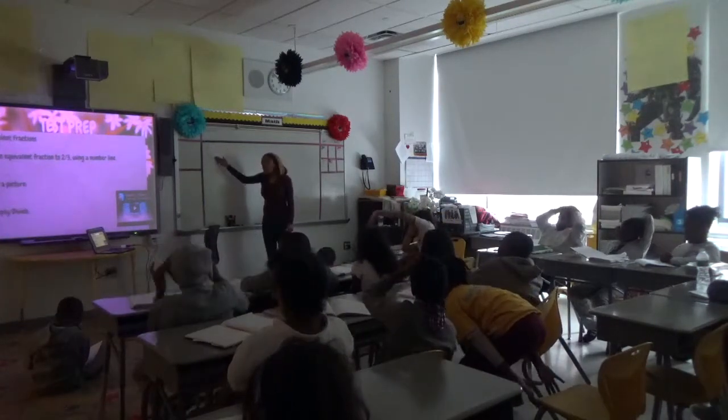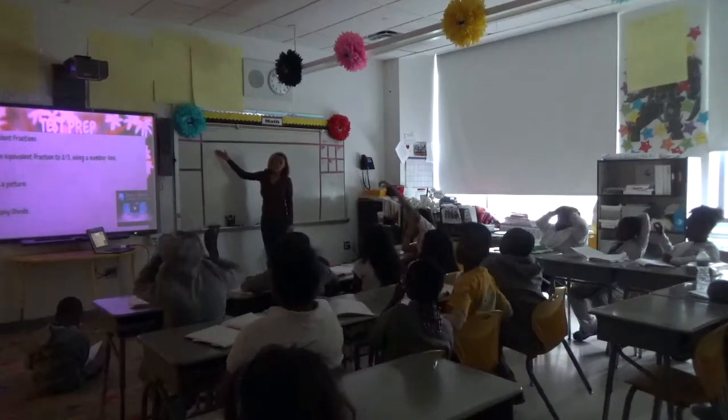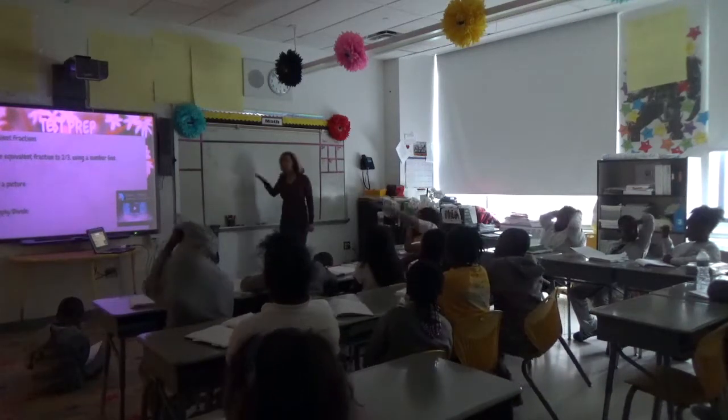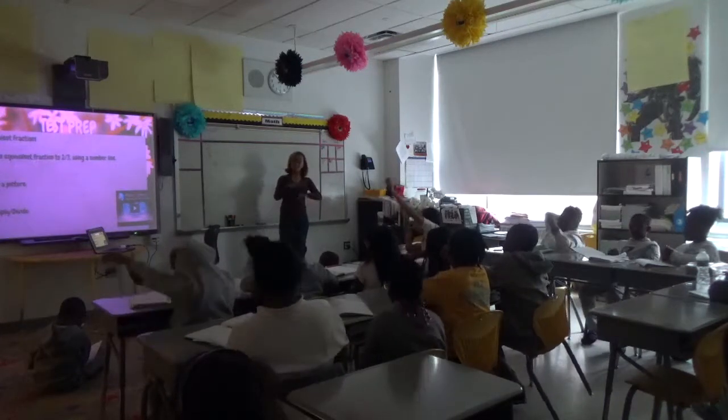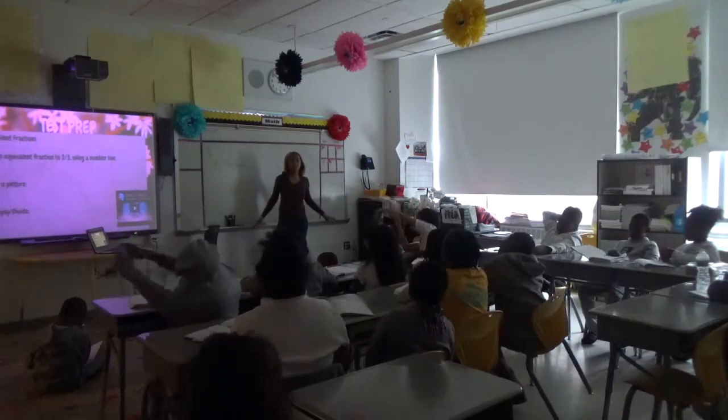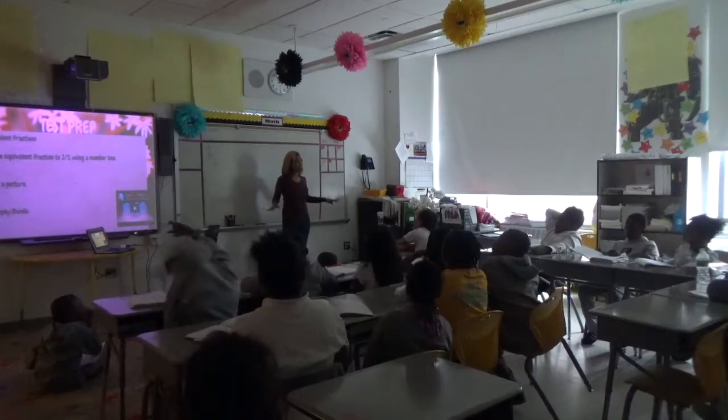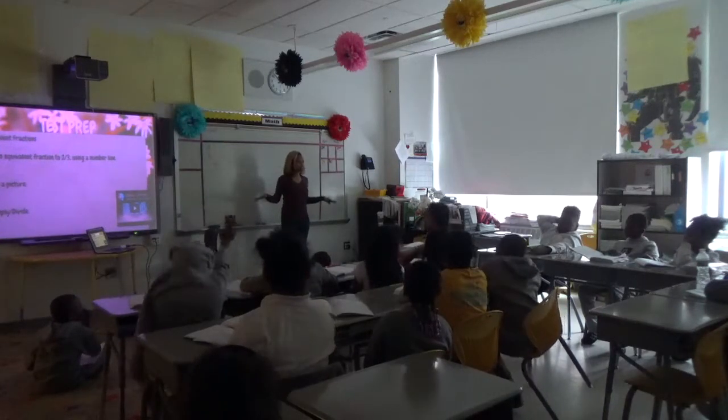So that's why my endpoints are 0 and 1. This is not a mixed number. This is not an improper fraction. So this is why my endpoints are 0 and 1. Cool? So we got that out of the way, right? We understand why we started with 0 and 1, yes? Yes!